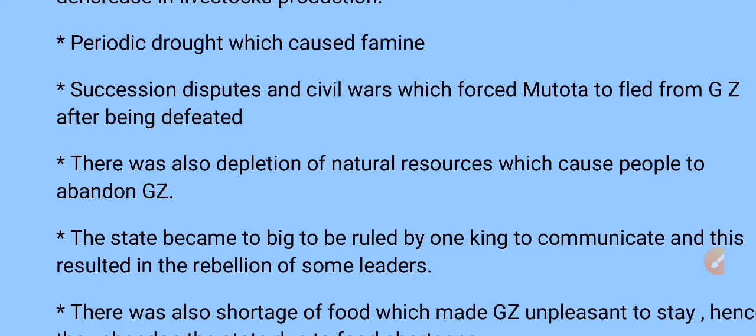Then we're going to describe the social organization of what? Of the Great Zimbabwe state. You can just go and read. Very soon, you had better listen and read. I'm going to ask about the political organization of the Great Zimbabwe state. So those are my questions that I can ask you.